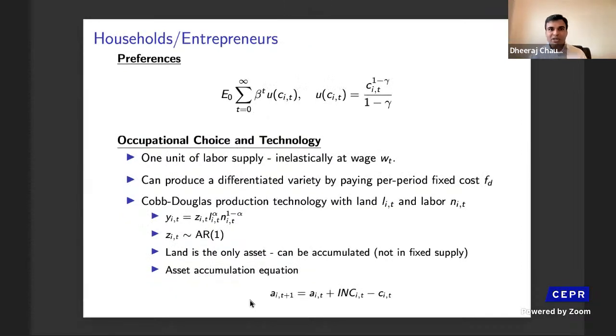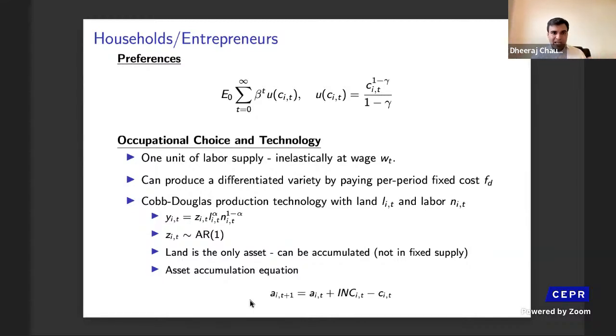So let me now describe the household and entrepreneur block. This is the most important block of the model. Basically, all the action happens here. Preferences are very standard. There's nothing special about them, standard CRRA preferences. So the occupational choice model.